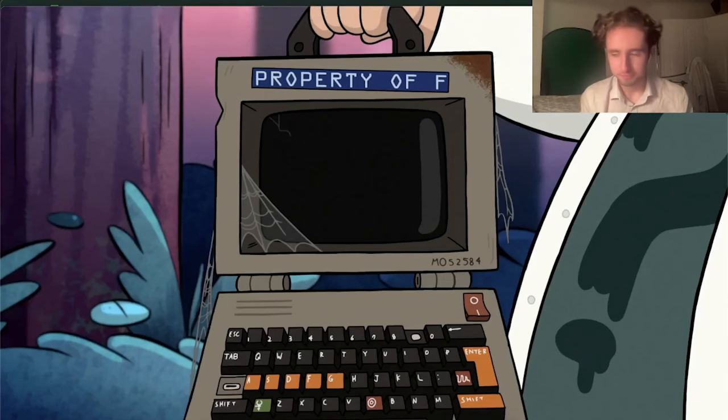Property of F. So I knew that we had Old Man McGucket's first name. I knew that we had that from Little Dipper. The credits of Little Dipper, they actually say his first name. I just couldn't remember it at the time. And I was like, no, it probably doesn't begin with F. Literally 1 in 26 chance it begins with F. It's Filford McGucket.